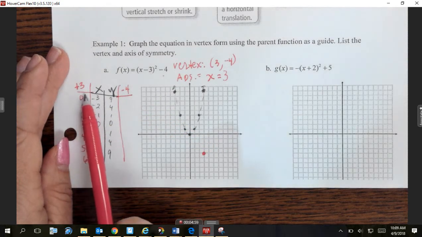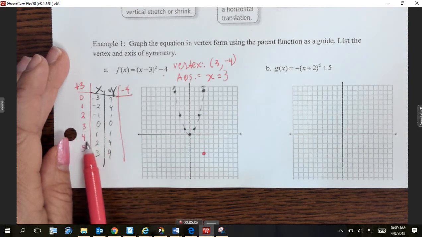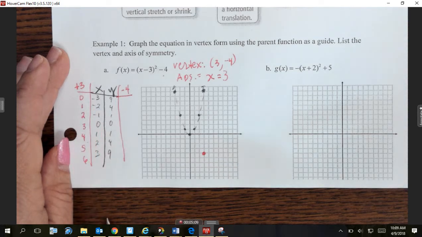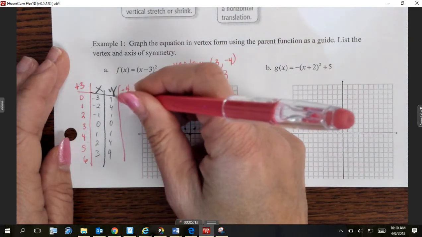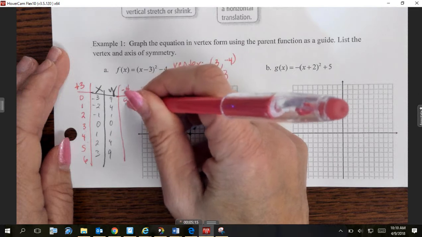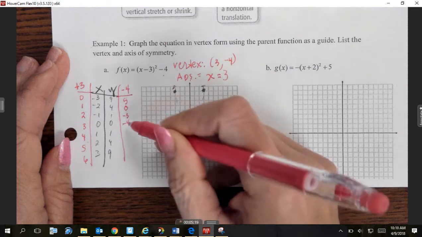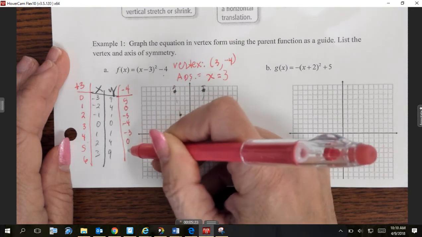The x column should be really easy because I add 3 to the first one, and then all of them are just one more than the previous number. So I made that 0 and then added 1, 2, 3, 4, 5. On the y column, they're symmetrical around the vertex. So I subtract 4, I get 5, and then 0, and then -3, and then -4. And then from there, they're symmetric. So it goes to -3, 0, 5.